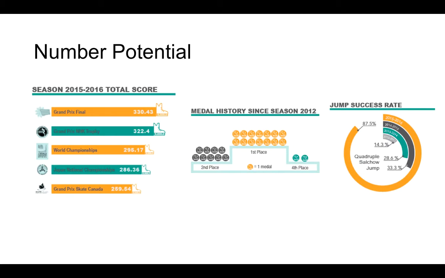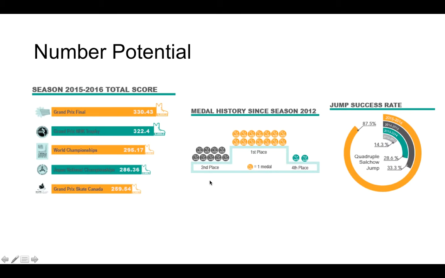The next one is number potential. I have three number potentials in my infographic. The first one shows the total score across 5 different competitions in the past season. I use bar charts to showcase my number data, mainly because the bar chart structure allows the viewer to make comparisons between different data directly.